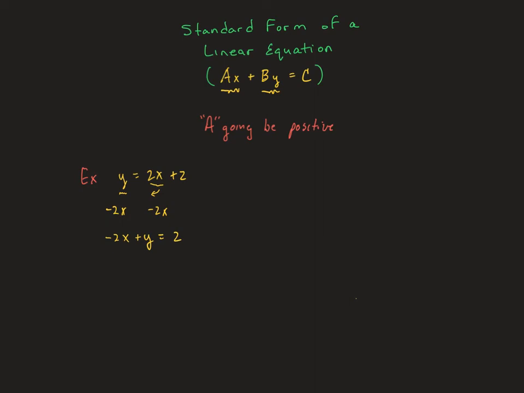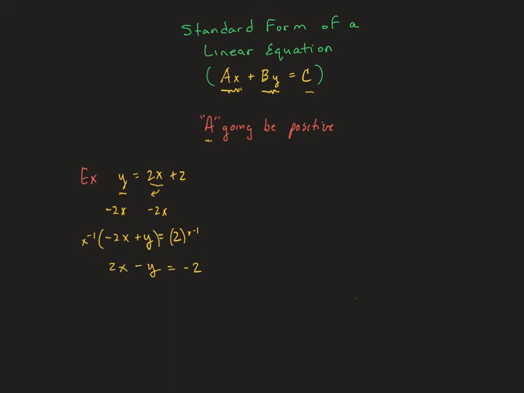Okay, well, I do have x and my y on the same side. I do have my constant value on the right, but remember, a is going to be positive. So in order to make that term positive, because it's a negative 2 now, I'm going to multiply it by a negative. If I multiply one side by a negative, I have to multiply everything, the other side, by a negative. That's using the properties of equality. So that ends up becoming 2x minus y equals negative 2.